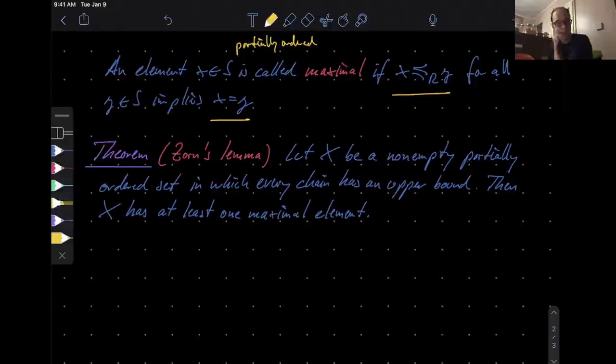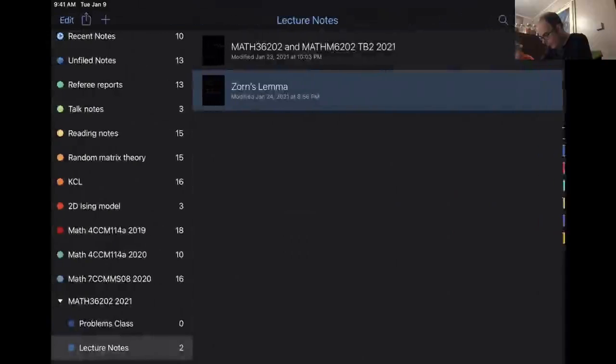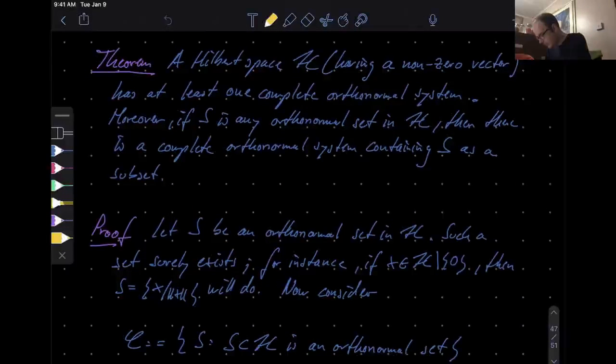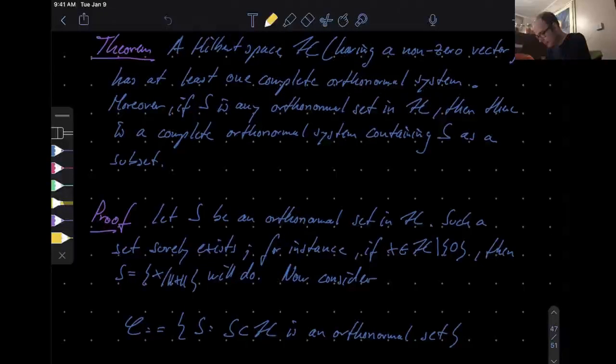We will use it now in the proof of existence of an orthonormal basis, and then we will use it again in chapter 3, in the proof of one of the biggest results in this module. So that's Zorn's lemma: a non-empty partially ordered set, every chain should have an upper bound, then you have a maximal element. Okay, let's go back. So now we have to prepare the stage here. Here's the theorem again: a Hilbert space, having at least one non-zero vector, has at least one complete orthonormal set. Moreover, any orthonormal set is contained in an orthonormal basis.